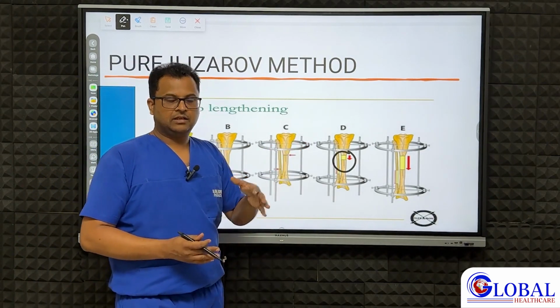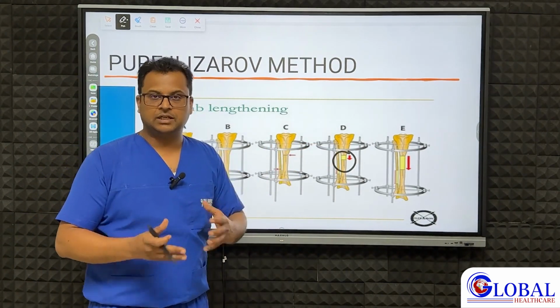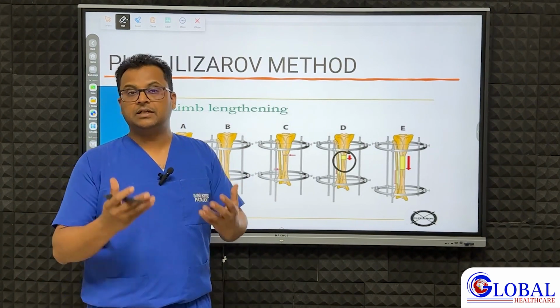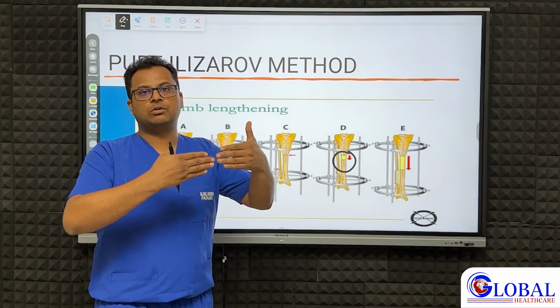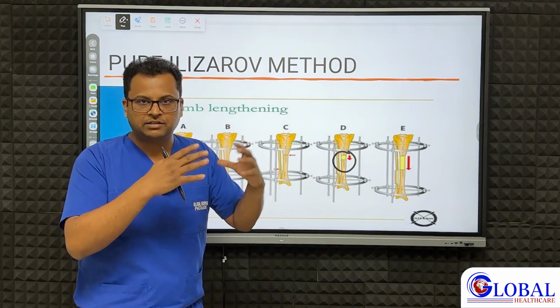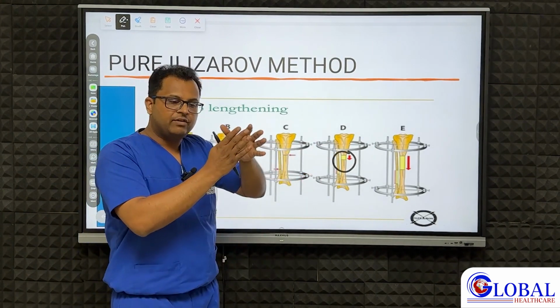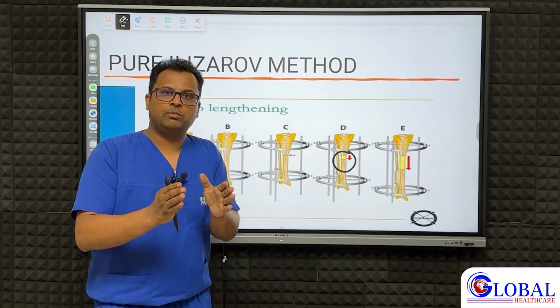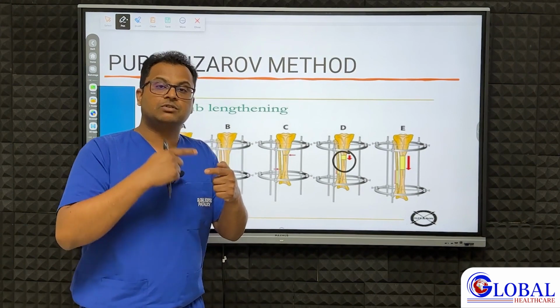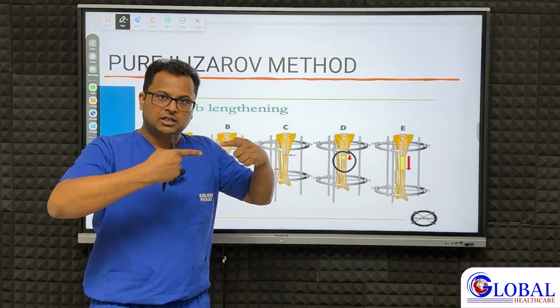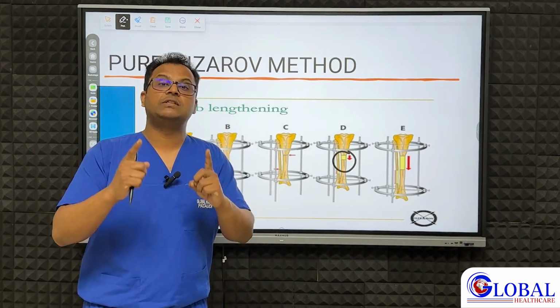Along with the bone, there are muscles, tissues, ligaments, tendons, arteries, nerves and veins. All these also get lengthened. We need not make any fracture in that. Along with this, everything gets stretched. So new bone formation takes place with the help of distraction, but all the muscles and soft tissues get lengthened and stretched. That's why there is always a limit for lengthening.